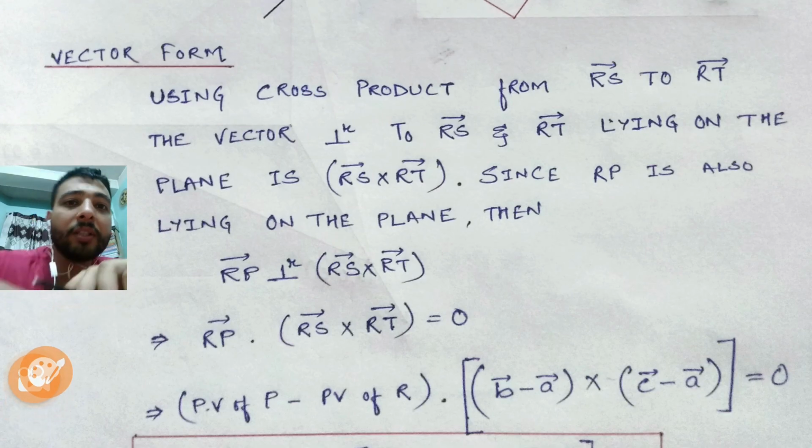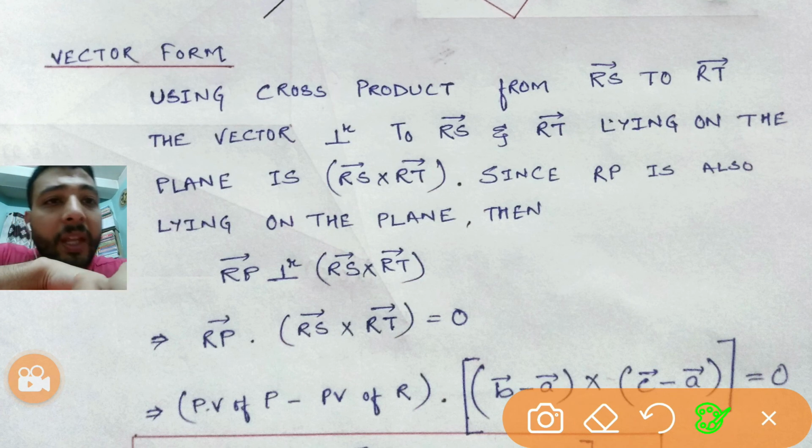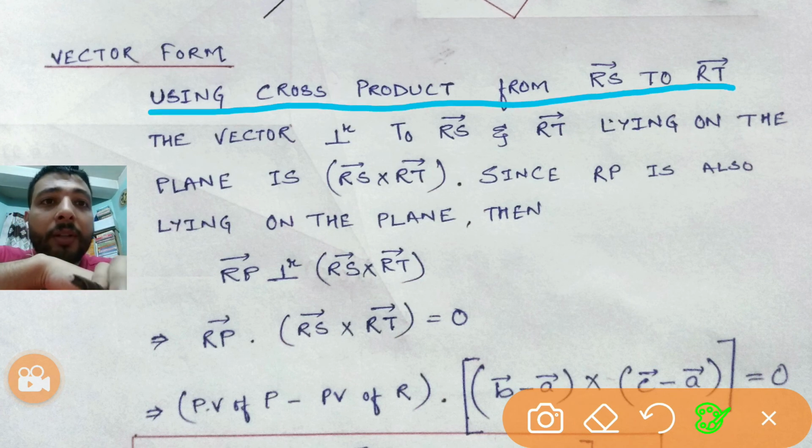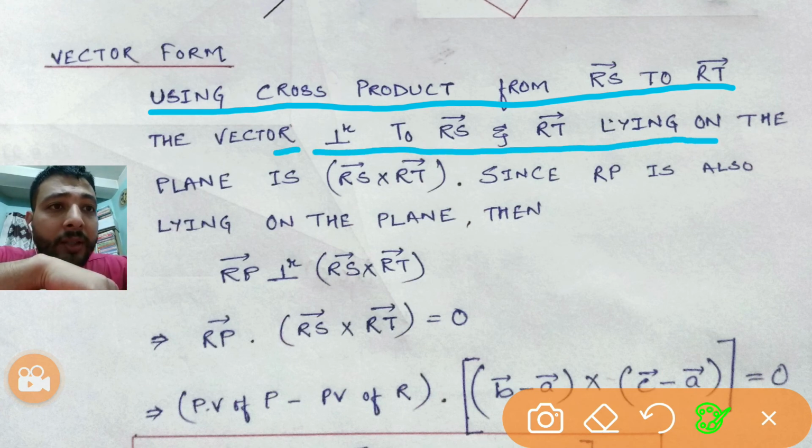Now let's see its vector form. And now you see what I have written, using the cross product of RS and RT. Once you have drawn the diagram, you look at this. The vector perpendicular to RS and RT lying on the plane is this one.